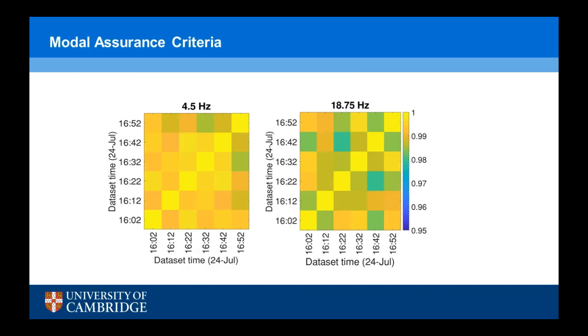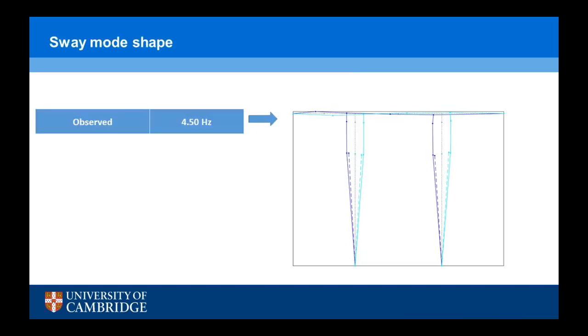If you compare these different data sets, we can see that all of these have a similar mode shape. We can use the modal assurance criterion to compare 2 mode shapes. It gives a number from 0 to 1, 1 being very similar. We can see that different mode shapes at different times give a modal assurance criterion above 95%, which means that at 4.5 hertz and 18.75 hertz, we are in fact detecting real modes.